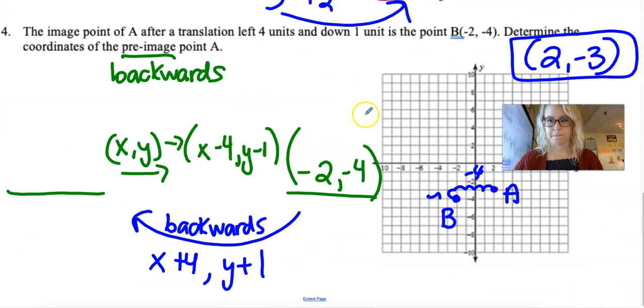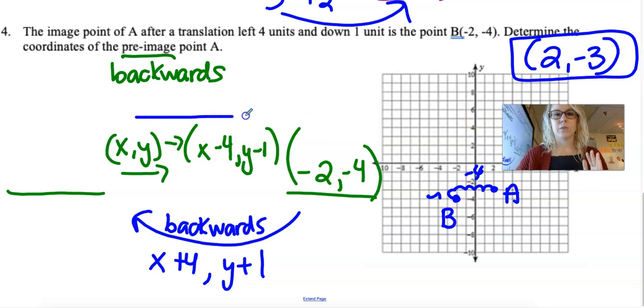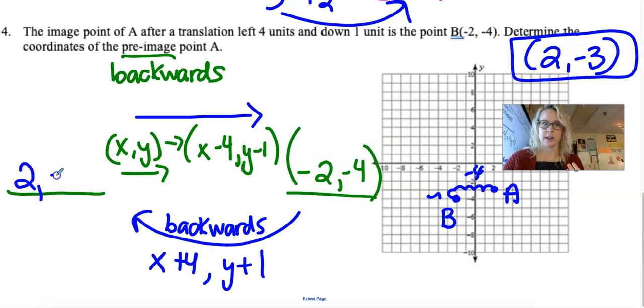Let's do one more. Last one. The image of point A after a translation left 4 and down 1 gives us the resulting point B (-2, -4). Determine the coordinates of the pre-image. So I am working backwards. Going forwards, you're going to go to the left 4 and down 1 to get this point. But if I'm trying to find the original one, I have to work backwards. So I just did the opposite. Instead of subtracting 4, I added 4, and instead of subtracting 1, I added 1 to my y. And if you do that, -2 plus 4 is positive 2, and then -4 plus 1 is -3.